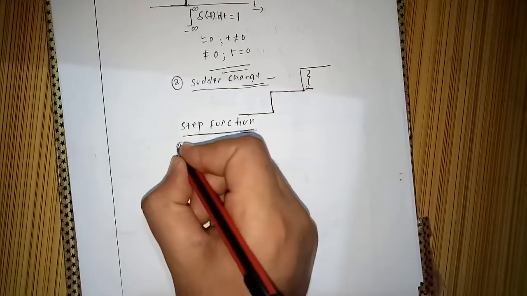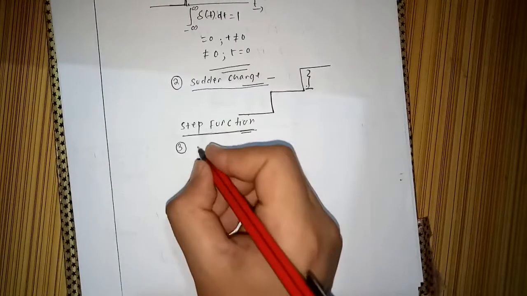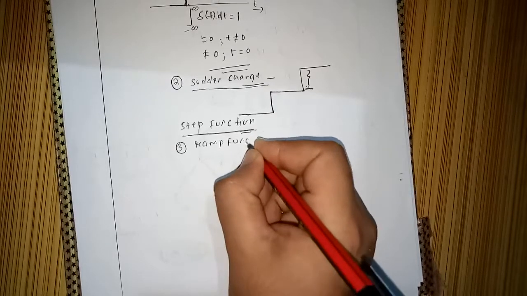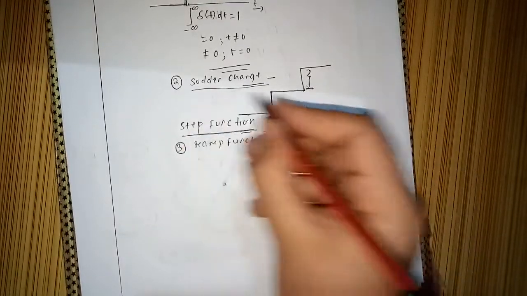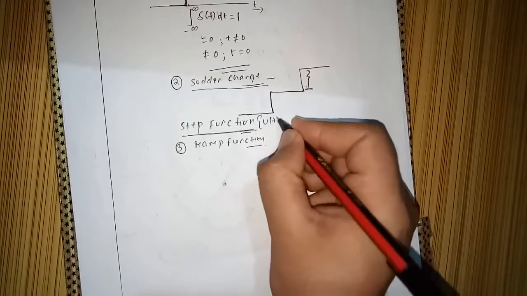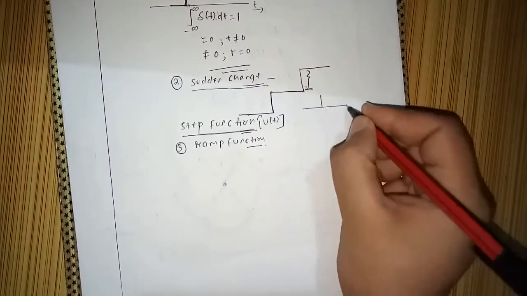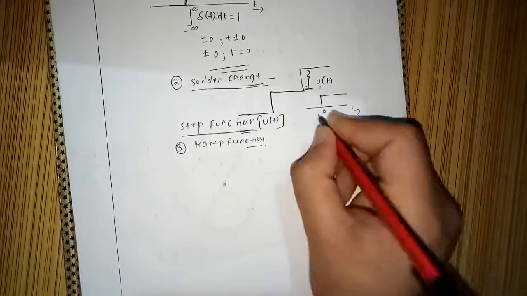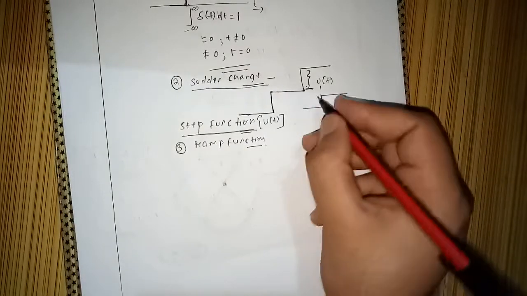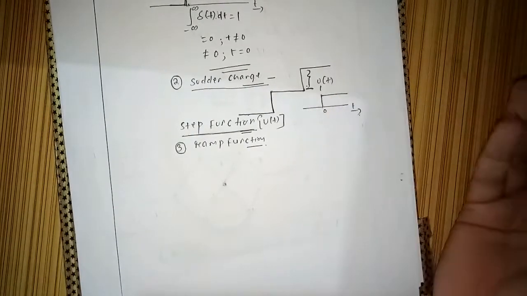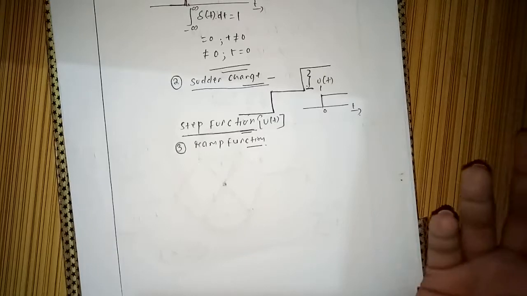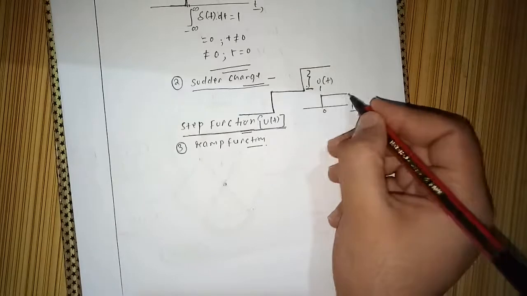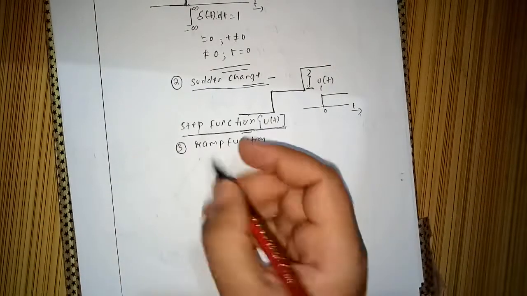And the third kind of test signal is the ramp function. First, I haven't put u(t): the step function is represented by u(t), and this is our unit step function, or simply step function. If the step is more than 1, like 2, 3 or half, anything it can be, then it is called a step function. If the step is 1, then it is called the unit step function.